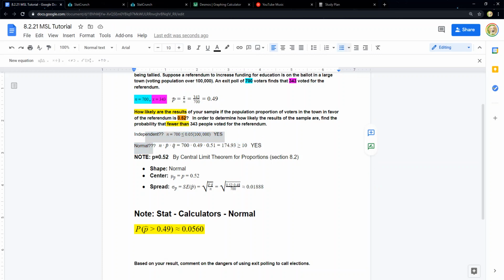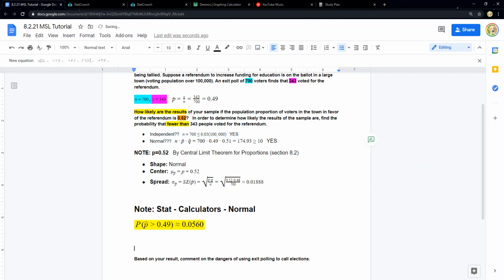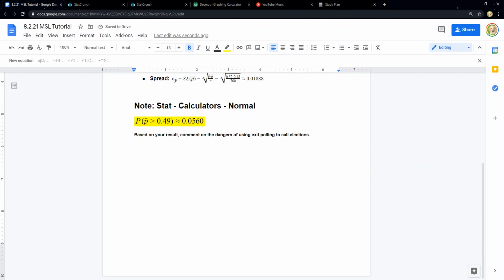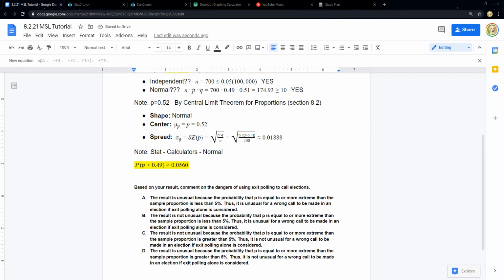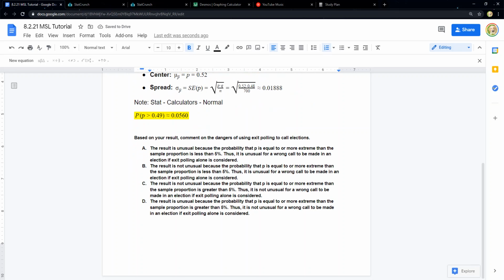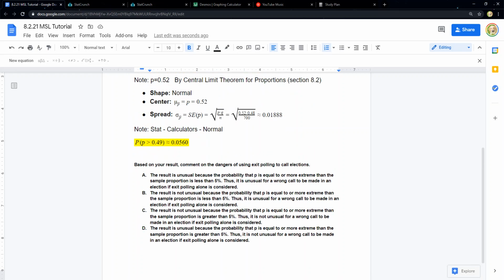Now, as for the final bit, because then they ask you, based on your results, comment on the dangers of using the exit polls. So let me get some of the possible answers that they give you. All right, I've copied and pasted in the kind of answers they're going to give you. So the first thing to note is you want to look at your probability and figure out whether that's less than 5%. Because if it's less than 5%, that's unusual. If it's not less than 5%, which it's not in this particular example, then it's not unusual.